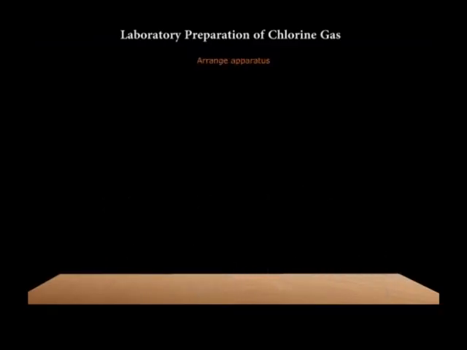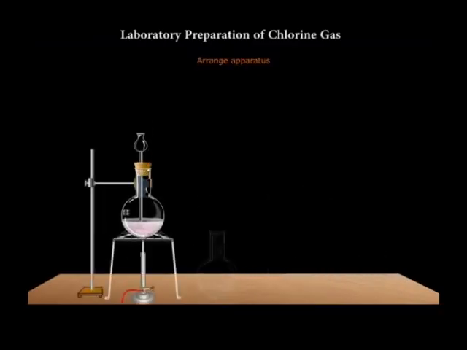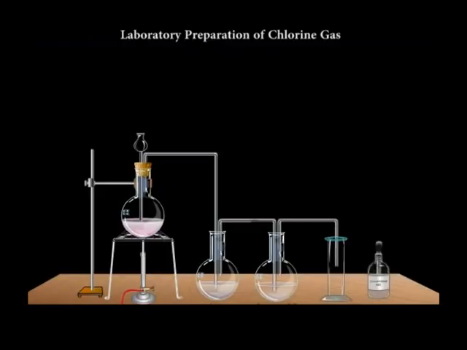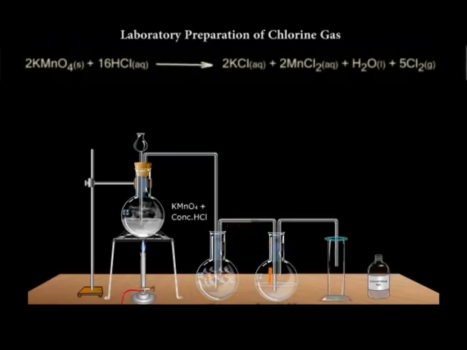We arrange the apparatus as follows. We add a few drops of concentrated hydrochloric acid to the potassium manganate 7 solution. A redox reaction takes place, liberating chlorine gas. Water is used to remove traces of hydrochloric acid fumes, and concentrated sulfuric acid removes moisture from the gas. Chlorine is collected by upward displacement of air because it is denser than air.